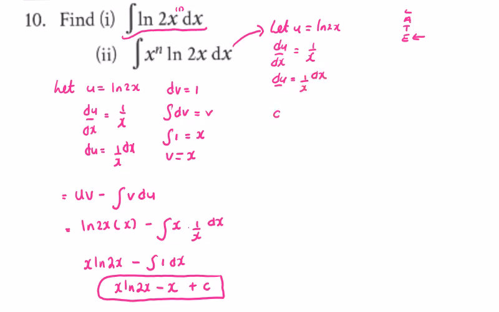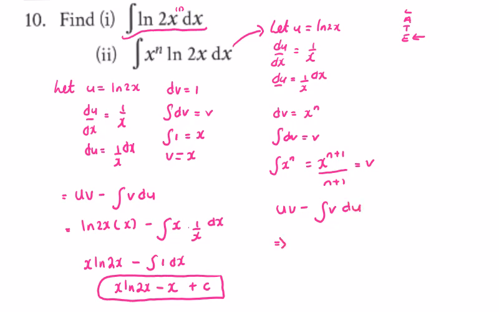And dv is equal to x to the power of n. And if we integrate dv, we get v. And integrating x to the power of n, well, we don't know what n is here, but it increases the power by 1 and divides by the new power. So this is going to be x to the power of the new power, which is now n plus 1. So this is v.